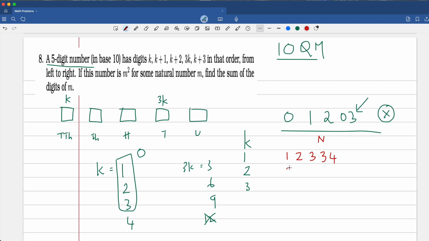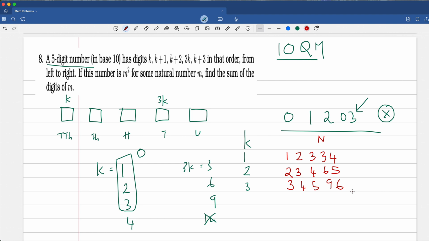Let's do the same thing for 2. It starts with 2, it goes to 3, 2, 3, 4, 6, 5. And then you have 3, which is 3, 4, 5, 9, 6. So one of these is your answer. Now, how can you go about doing it?